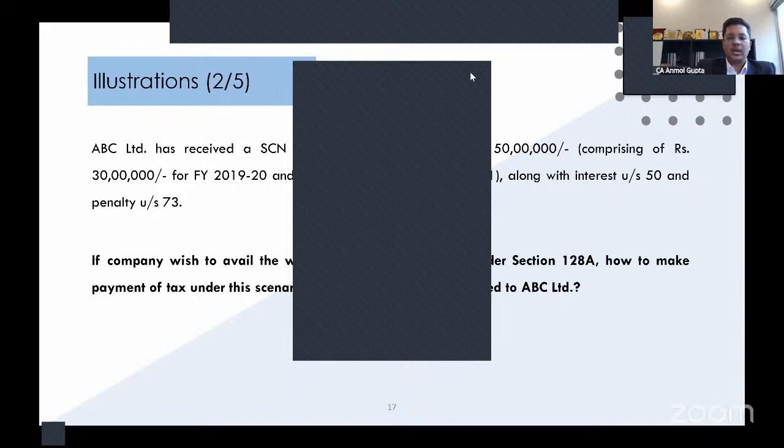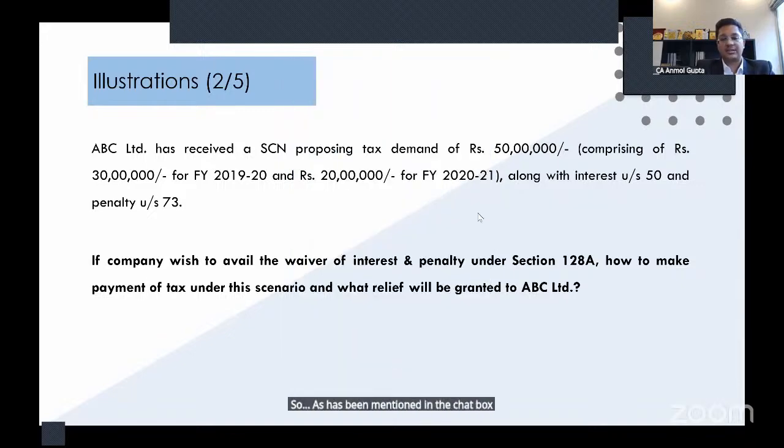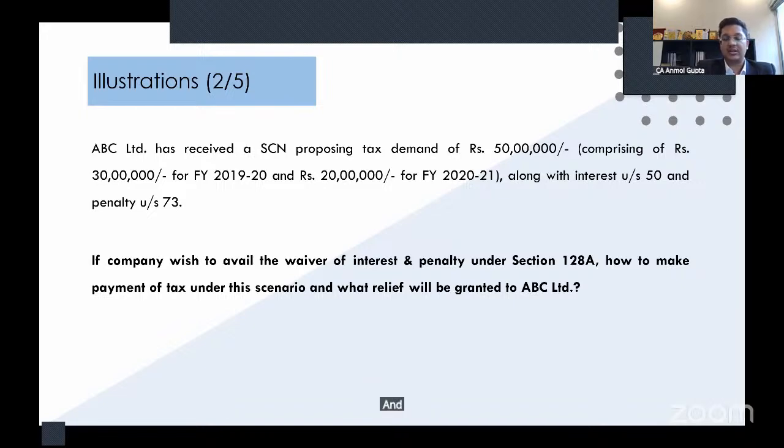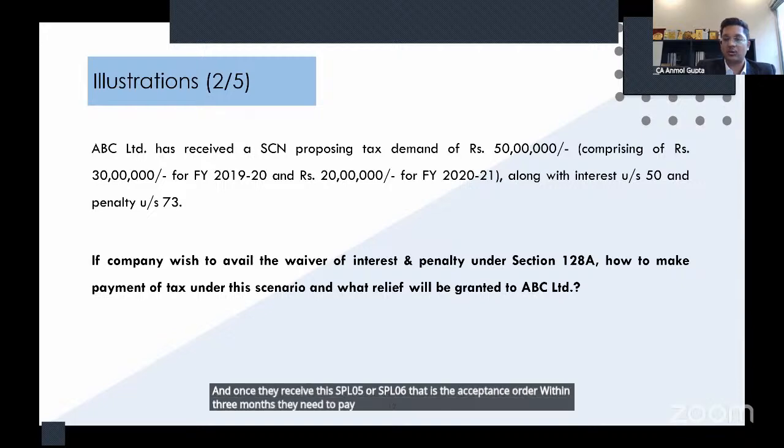As has been mentioned in the chat box, they need to pay the entire 50 lakhs before 31st March 2025. And once they receive this SPL 05 or SPL 06, that is the acceptance order, within 3 months they need to pay the interest and penalty also on that 20 lakhs. Otherwise, they will not be entitled to the interest and penalty waiver on the 30 lakhs also. Their SPL 5 or 6 will become void itself.